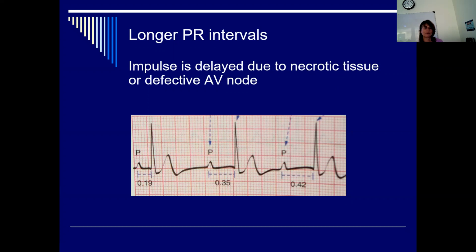So infarct, what other terms have we used? So infarcted tissue, necrotic tissue, the same thing. It could also mean that the AV node isn't acting right. So a defective AV node.